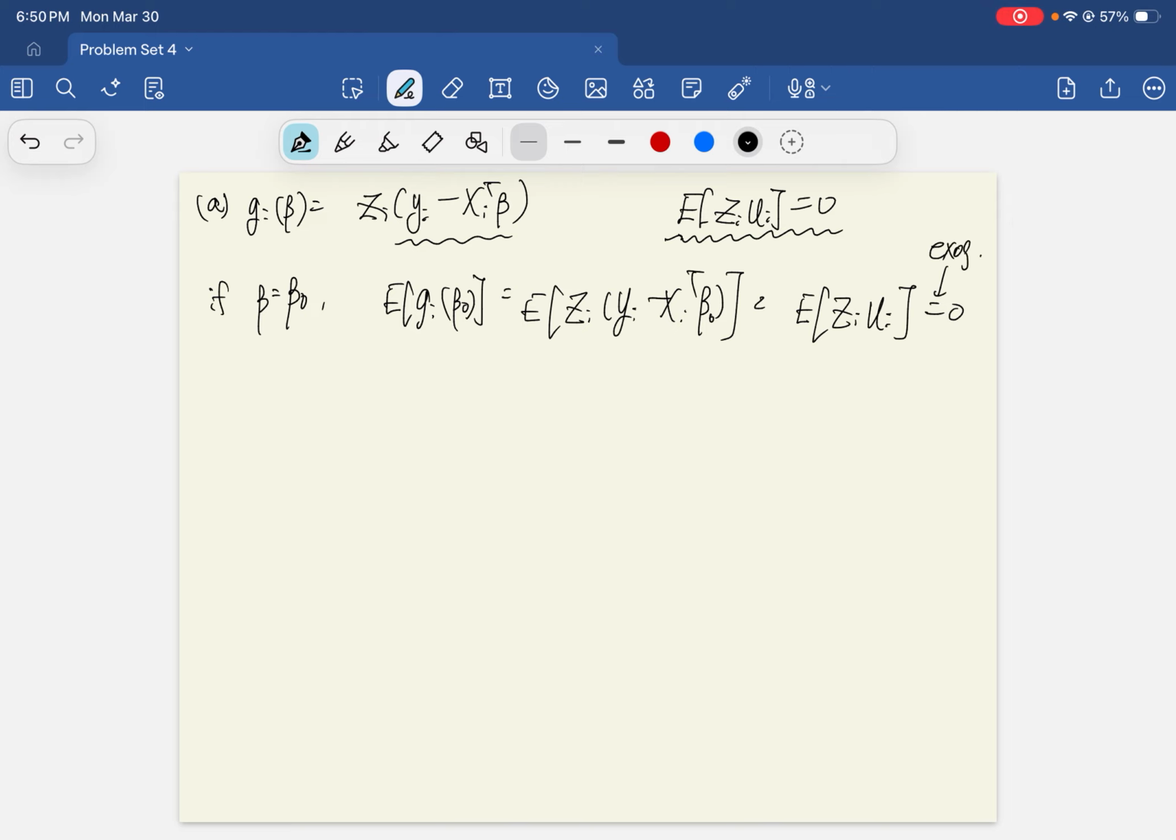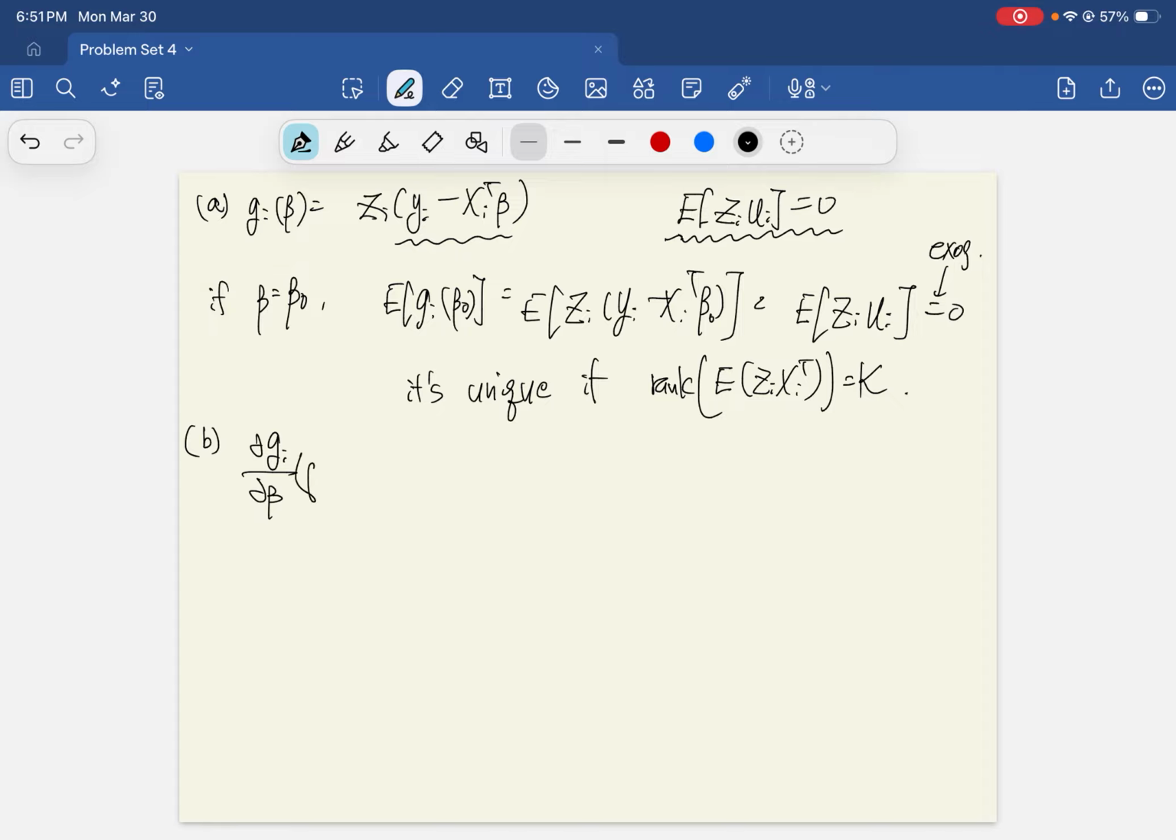Okay, and also we learned it's unique if the rank of the expectation of z_i x_i transpose is k, right? We learned this identification in chapter 2. Now from now on, it's just mechanical algebra. Part B. Let's differentiate this guy. It's easy. This is z_i x_i transpose.